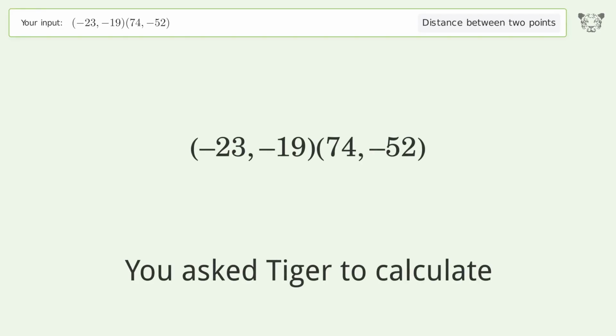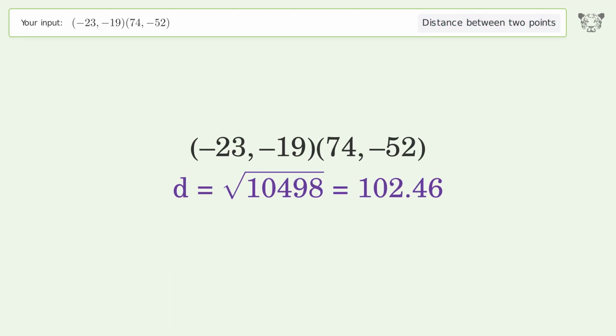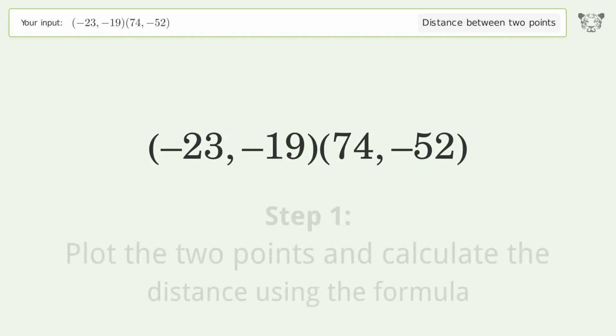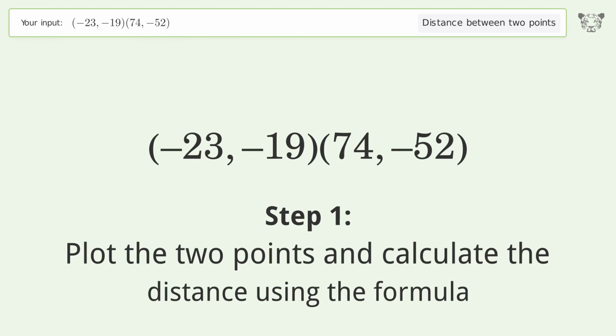You ask Tiger to calculate. This deals with the distance between 2 points. The distance between the 2 points is the square root of 10,498, or 102.46. Let's solve it step by step. Plot the 2 points and calculate the distance using the formula.